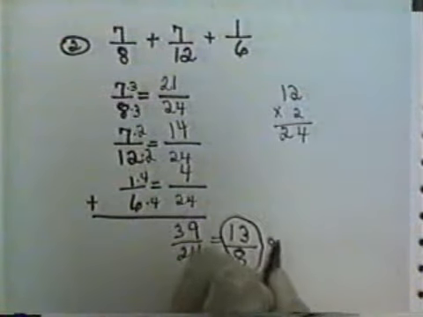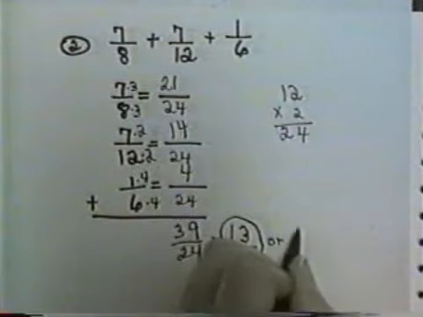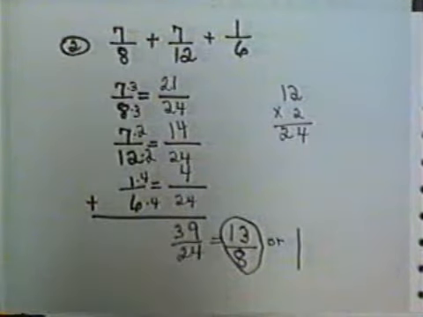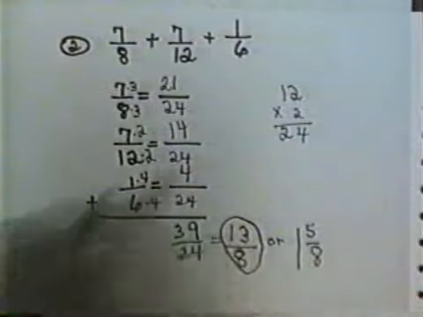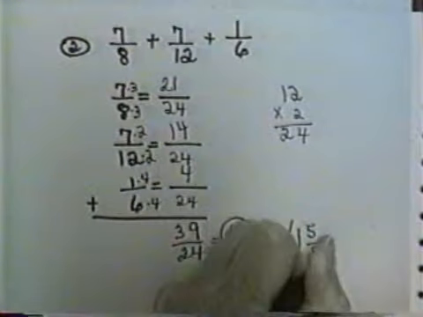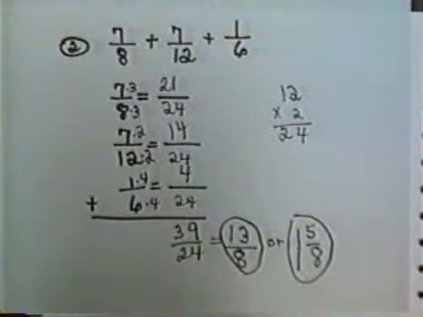Or if we wanted to divide it out, we could say we have 1 whole, because 8 will go into 13 one time, with 5/8 left over. So that would be okay for our answer too.